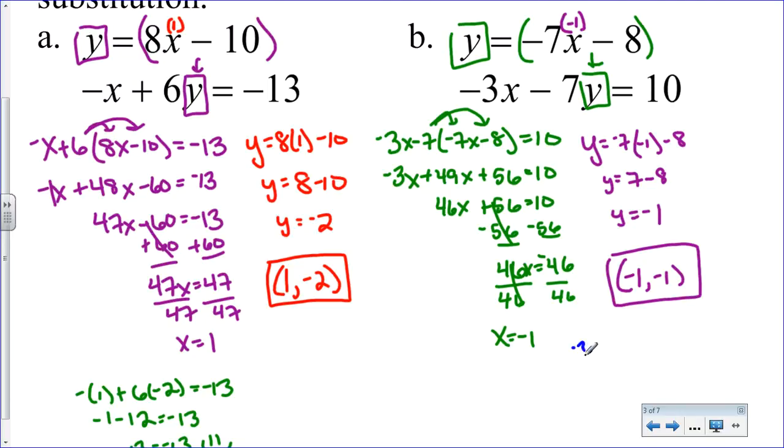So if I do negative 3 times negative 1 minus 7 times negative 1, that should equal 10. So negative 3 times negative 1 is positive 3. 7 times negative 1 is positive 7. And 3 plus 7 is 10. So we're in good shape.